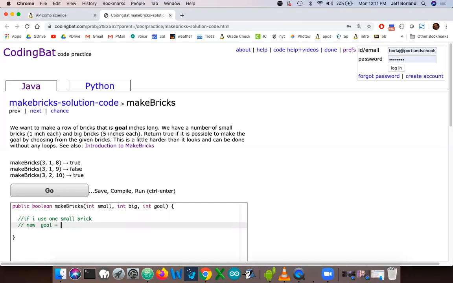That would be if it was 8. Let's say my goal was 17. Well, it'd be goal minus 1. Yeah. And now for the big one, if I use 1 big brick, what's my new goal?